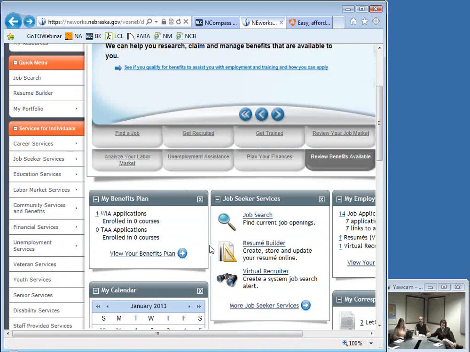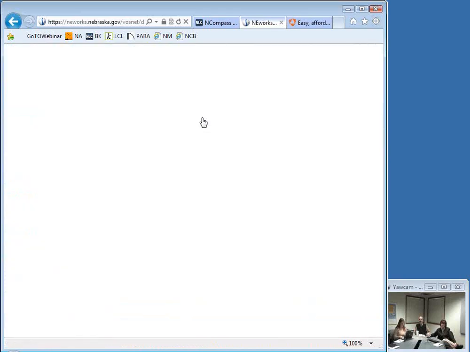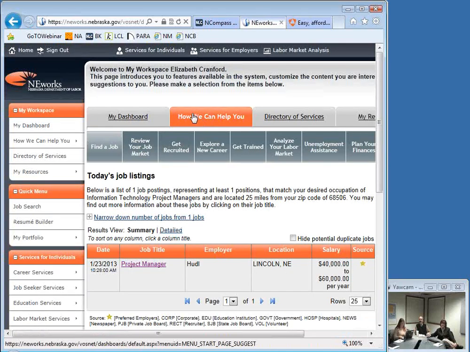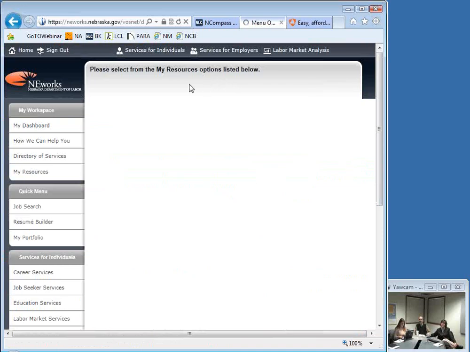So what else is new in NEworks? Well, we have this great dashboard that we can click through all these tabs. We also have a how can we help you section. And that just goes right into the first dashboard piece of finding a job or doing your job market, get recruited, as well as our directory of services. That takes us to career services, job seeker services. Just really another way to look at it, as well as my resources.